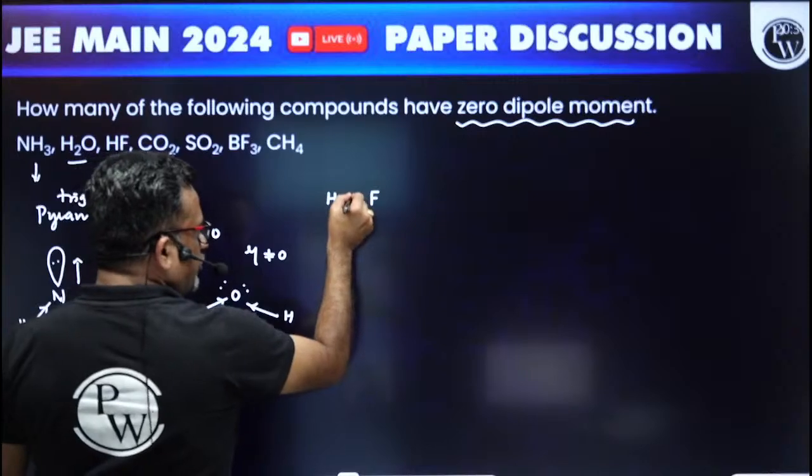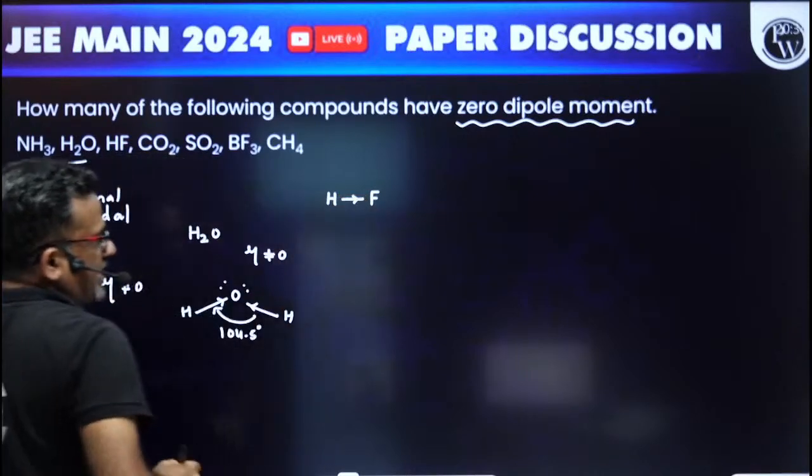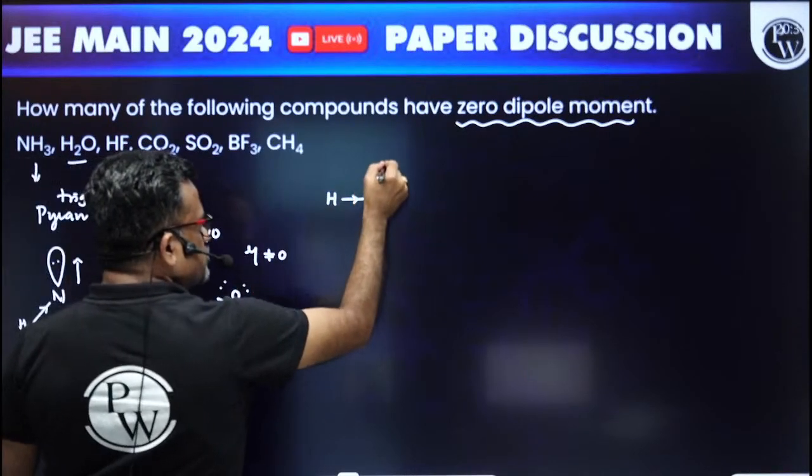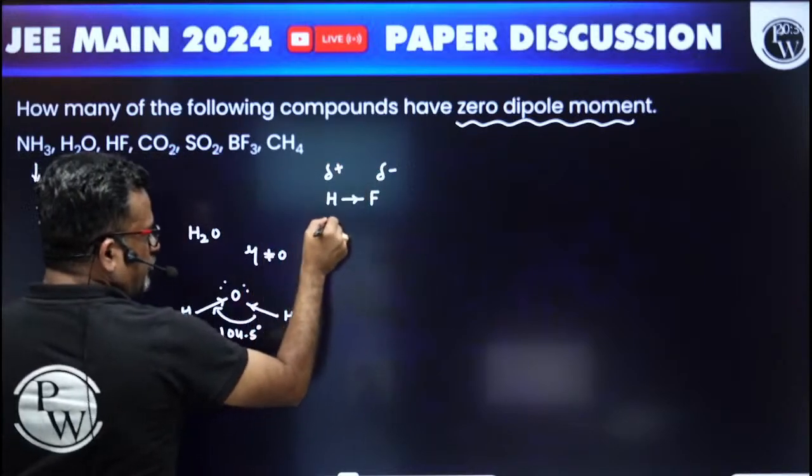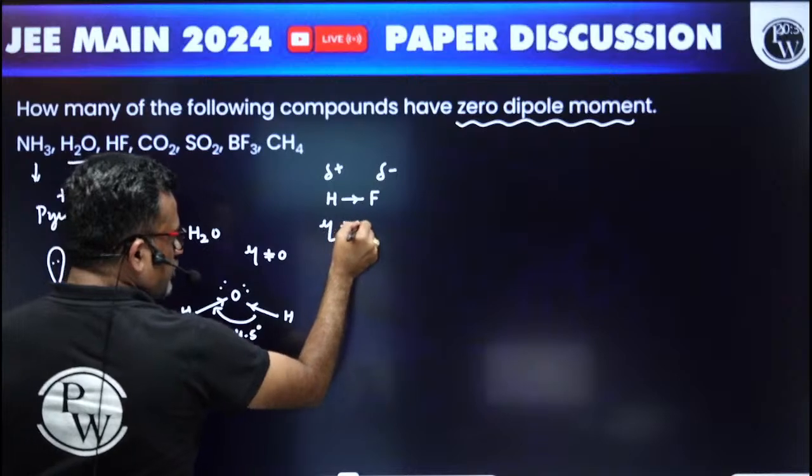Fluorine is more electronegative, so automatically the direction of the dipole moment is towards fluorine. So this will be partial negative, partial positive. So there is no cancellation of the dipole moment. So hence this is also not equal to 0.